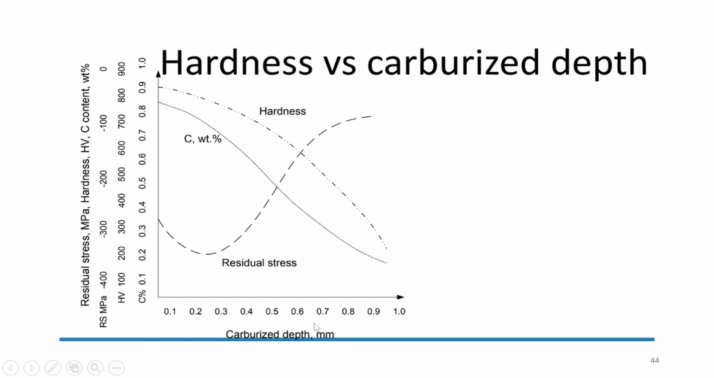Next, with increasing carburizing depth, you can see how various properties change. Hardness will keep on decreasing as you move away from the surface and increase the depth, and carbon percent will also keep on reducing, while residual stress firstly decreases, then it increases. So the residual stress won't be highest at the surface, but it will be lowest near the surface.